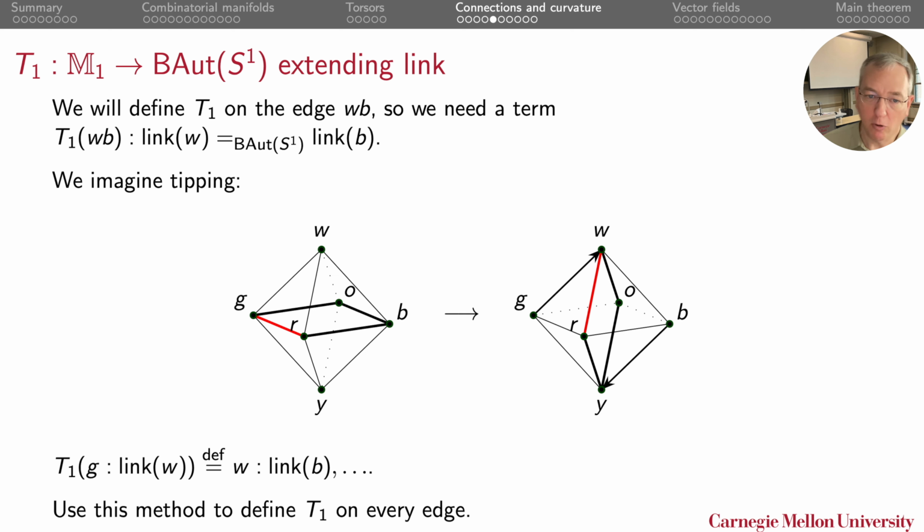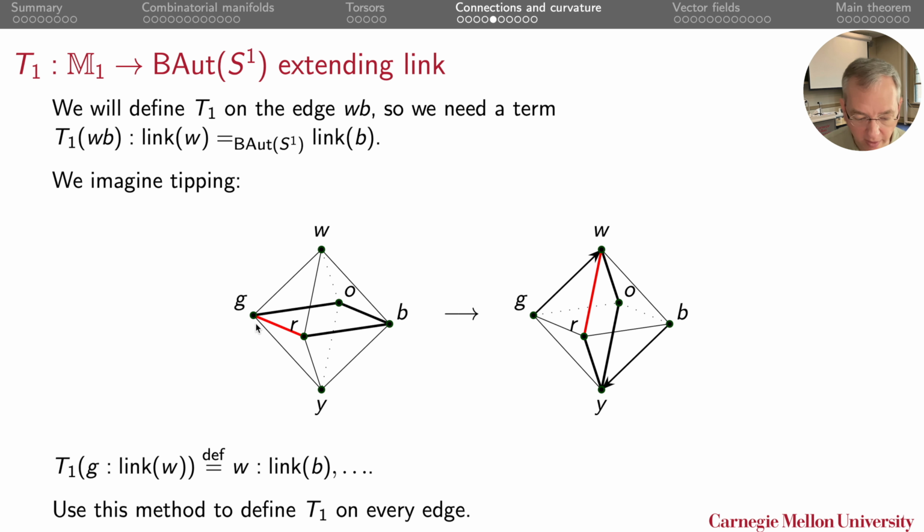needs to map that whole square, GOBR, to this one. So what does this T1 of WB edge do to G? It maps it to W. So it takes G in the link of W. Here's the link of W. It takes G there to W at the top of the link of B.